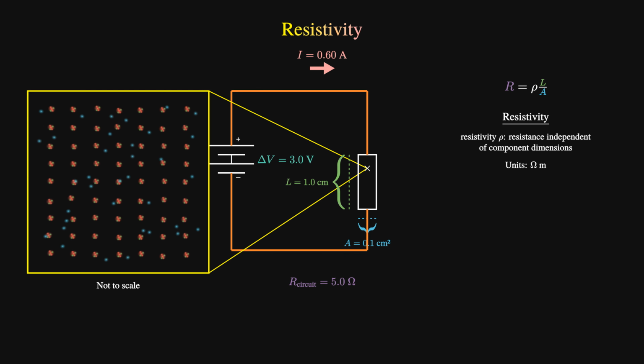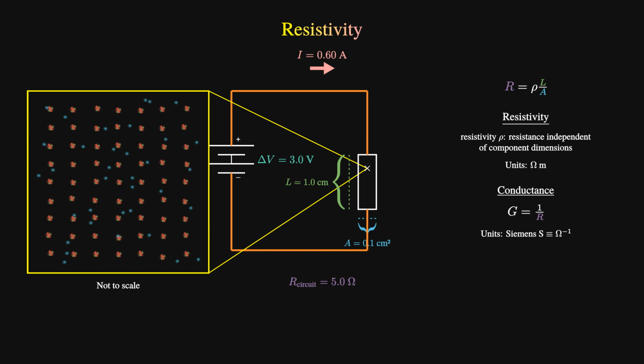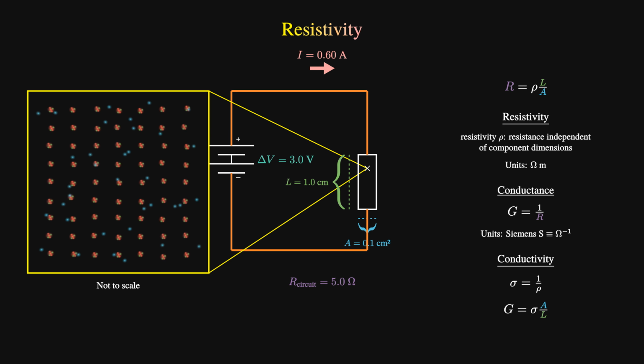On a side note, we should also mention that we can define a quantity known as a conductance, which is simply the inverse of the resistance. This is denoted by the symbol G, and is just 1 divided by R. The units of conductance are Siemens, equivalent to ohms to the -1. The conductivity is similarly 1 divided by the resistivity, and is denoted by the Greek letter sigma. Using our previous equation for resistivity, we can now show that the conductance is equal to the conductivity times the area divided by the length. The units of conductivity are therefore Siemens per meter.